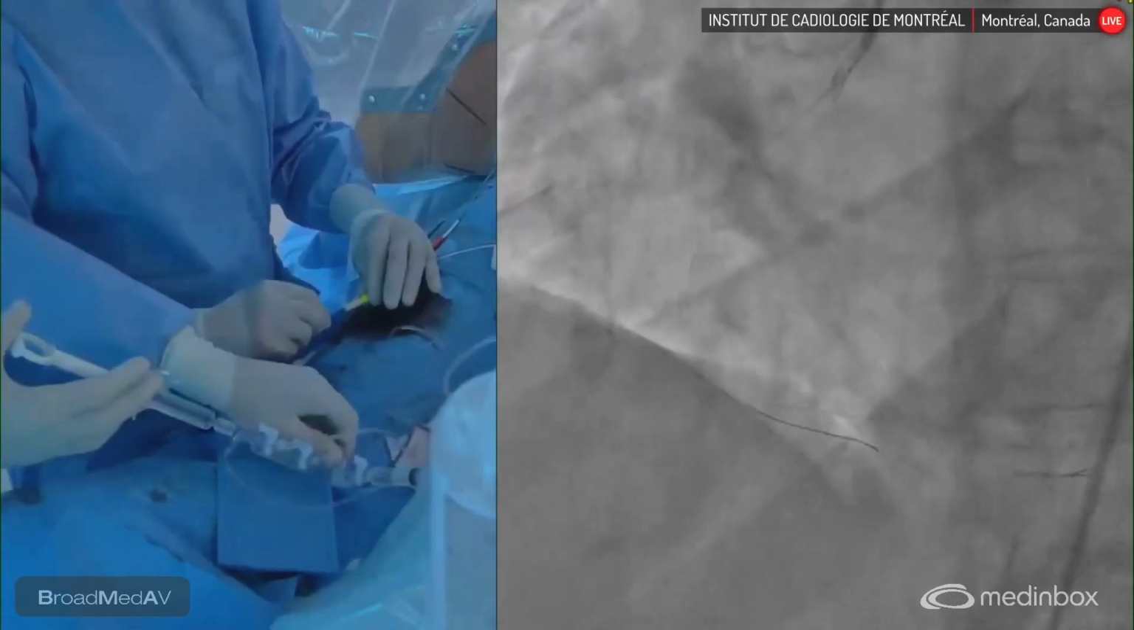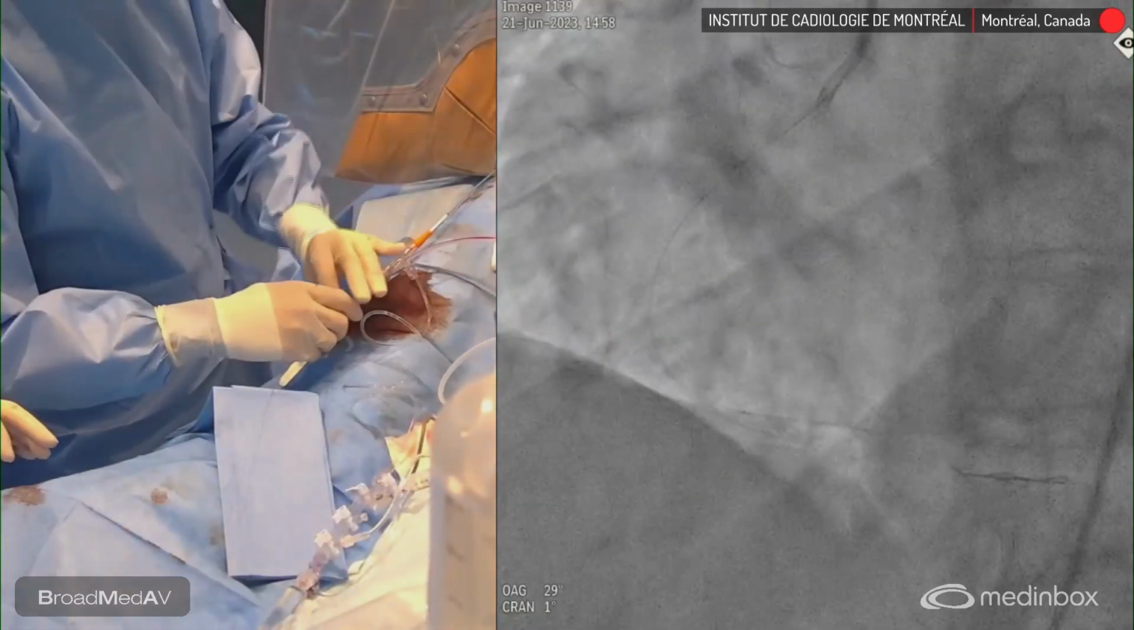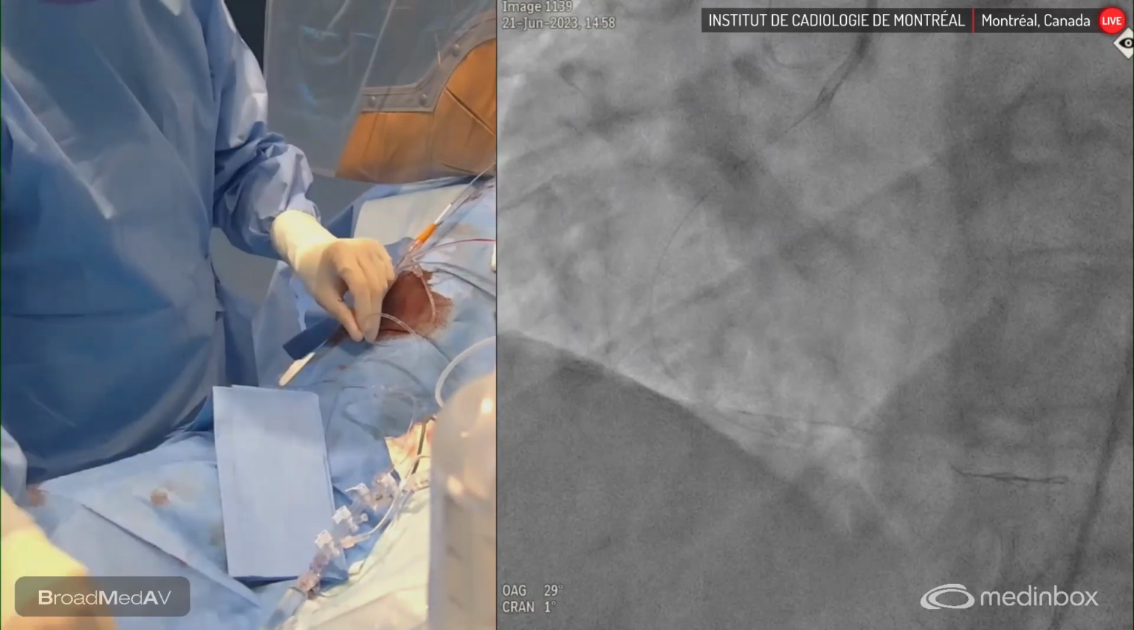Okay, that looks like the correct branch. Yeah, that's the correct branch. So it's an early takeoff PL. We still want to preserve it because you want to preserve most of your branches if you want to have good results on your CTO.